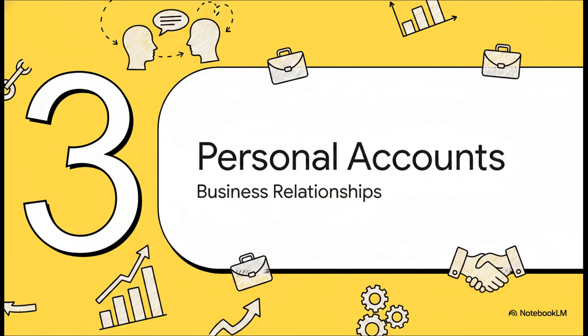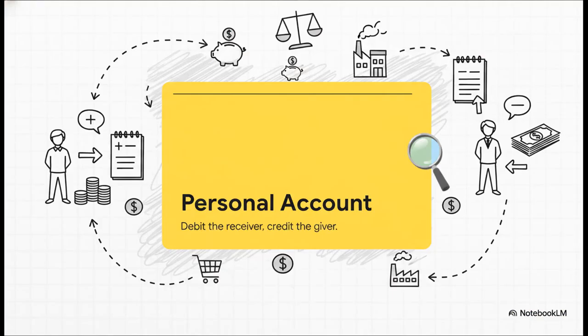That brings us to Section 3, personal accounts, business relationships. Now, the golden rule for personal accounts is debit the receiver, credit the giver. You're going to use this rule whenever you're dealing with a person, another company, a supplier, or a customer. It's essentially the system's way of tracking who owes the business money and who the business owes money to.